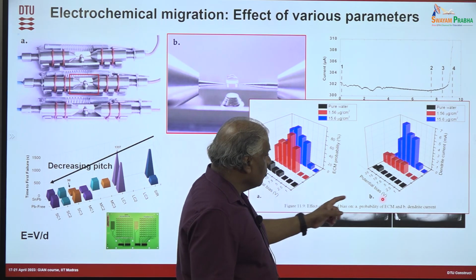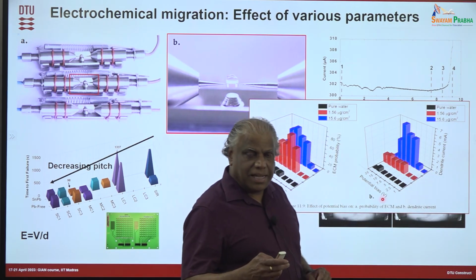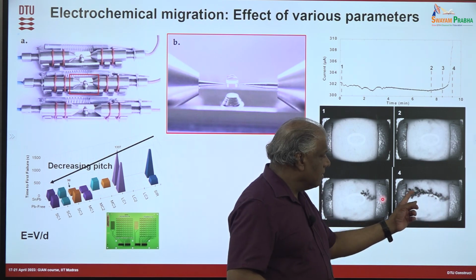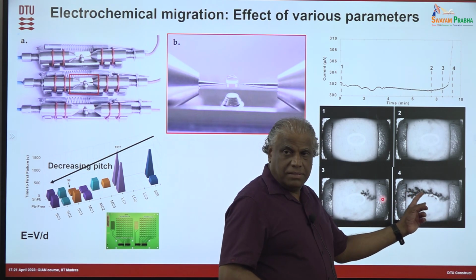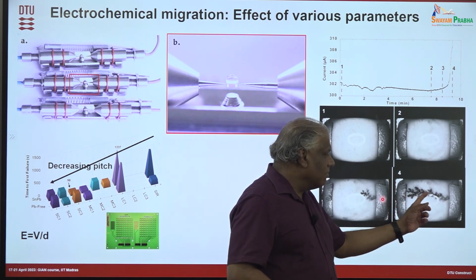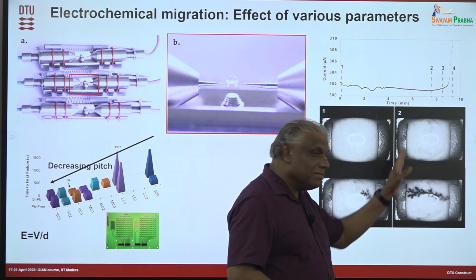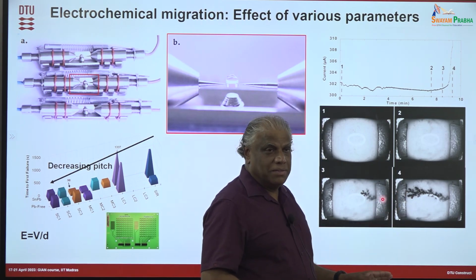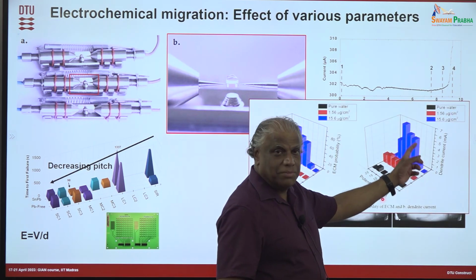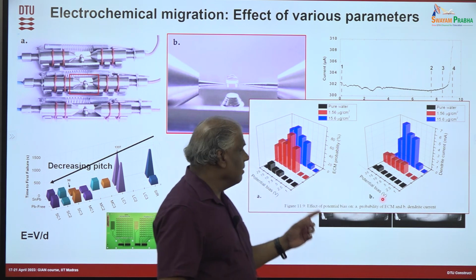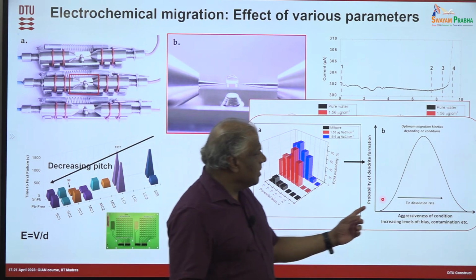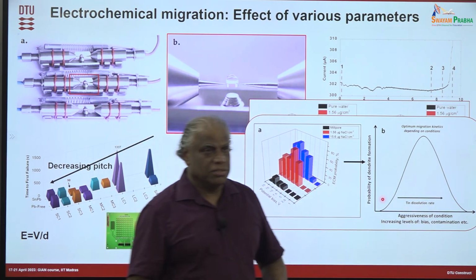Interestingly, you also calculate the dendrite current. What does dendrite current mean? When this is shorting, what is the amount of current this dendrite can take? That's the dendrite current. Why is that important? Because the current passing through the dendrite is what determines how it is burning. That dendrite current also shows a bell curve. So in both cases, the probability of electrochemical migration shows a bell curve, and the probability of this dendrite formation also shows a bell curve.